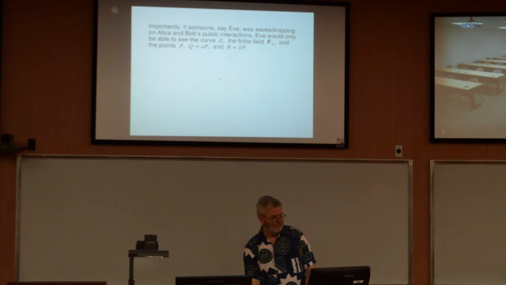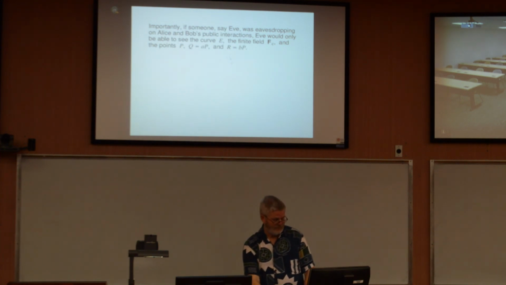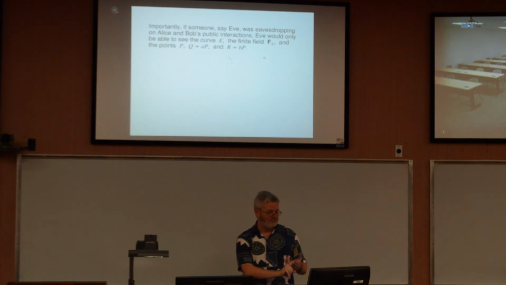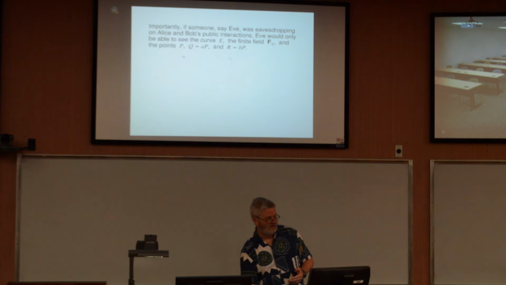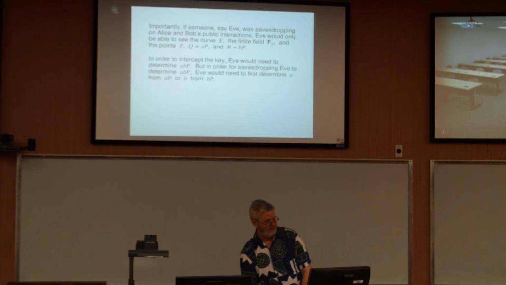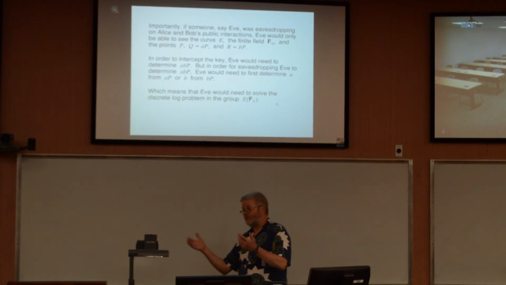bits. Importantly, if someone, say Eve, was eavesdropping on Alice's and Bob's public interactions, Eve would only be able to see the curve E, the finite field F sub Q, and the points P, Q, and R, but she wouldn't be able to determine ABP. Because in order for eavesdropping Eve to determine ABP, she'd have to first determine A from AP or B from BP. Which means that Eve would need to solve the discrete log problem in the group.